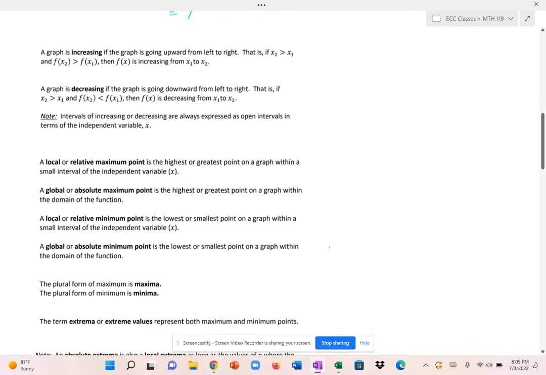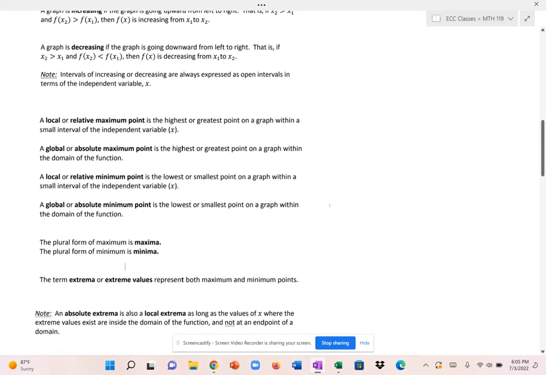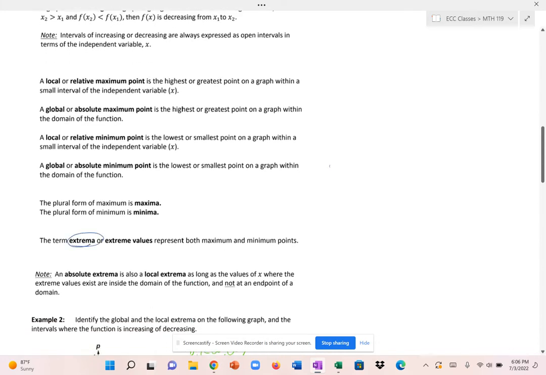Then we have local or relative minimum. Again, these are synonyms of each other. A minimum point will be the lowest or smallest point on a small interval within your graph, and then a global or absolute minimum is going to be the lowest or the smallest point overall on the domain of a function. When you're talking about the plural of a maximum or a minimum, those will be called maxima, meaning more than one maximum, and minima, meaning more than one minimum point. When you're discussing them in general, maximum or minimum, those are called extrema or extreme values. So a maximum or a minimum would be considered an extreme value. So extrema is the plural for more than one maximum and/or minimum.